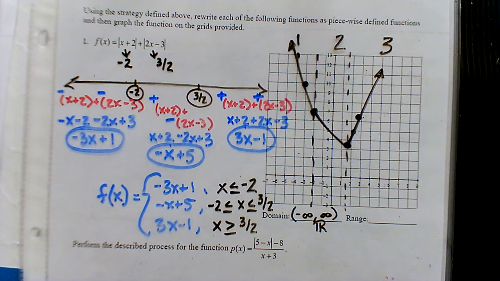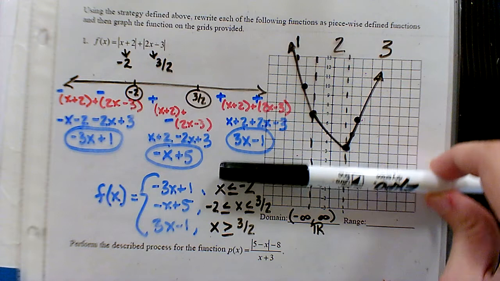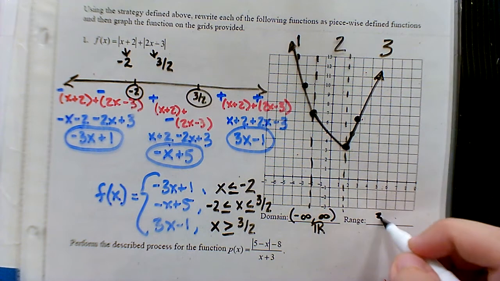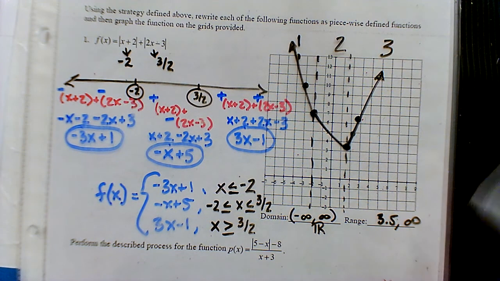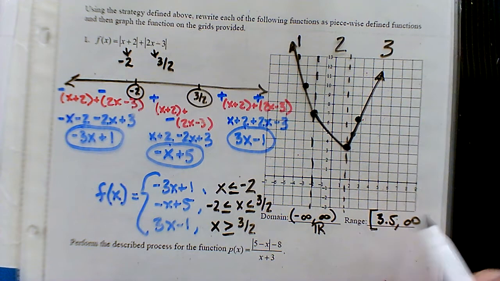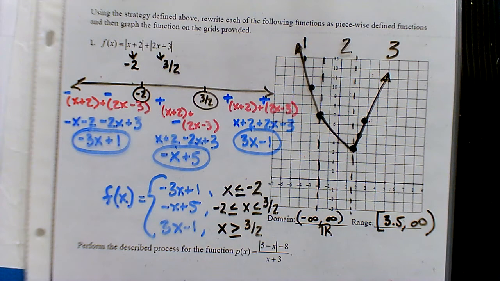What about range, low to high? Yeah. 3.5 to positive infinity. Good, and can you tell me brackets or parentheses on any of this? It would be brackets and then parentheses. Right, perfect, there we go. How do we do? Pretty good?